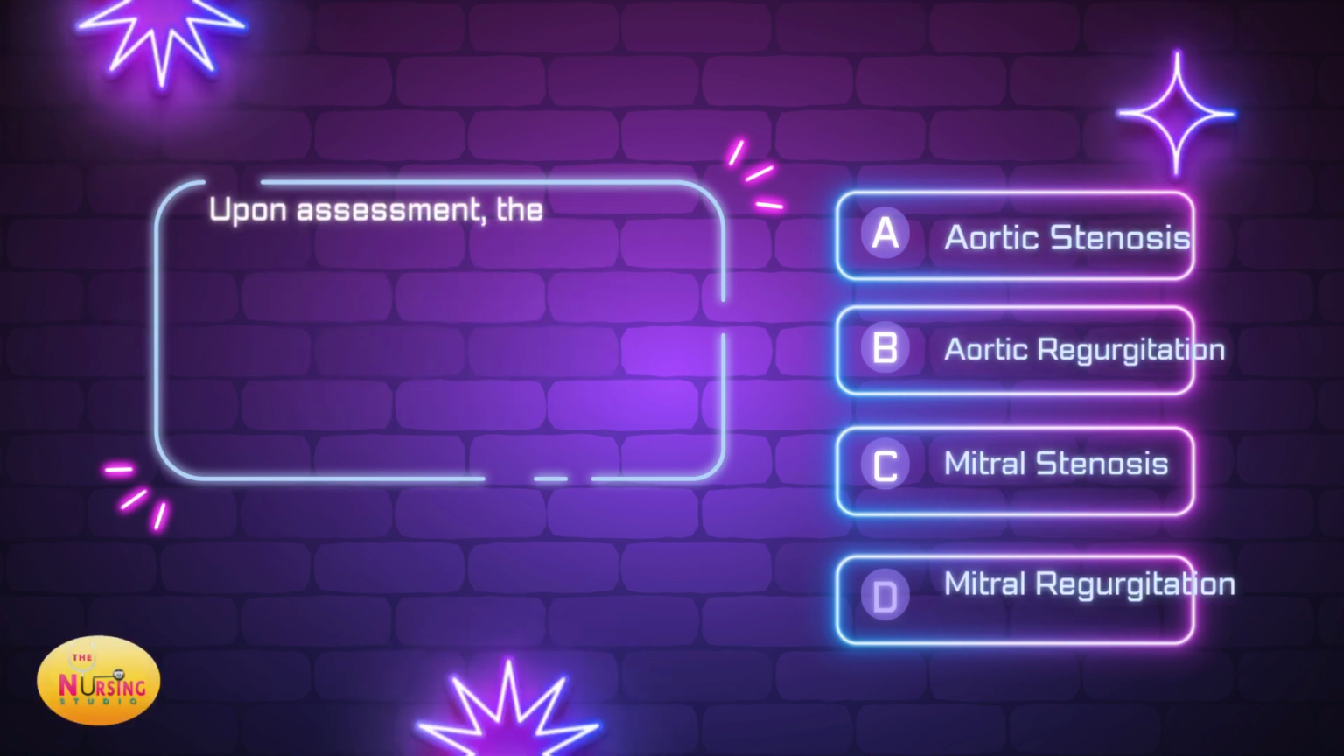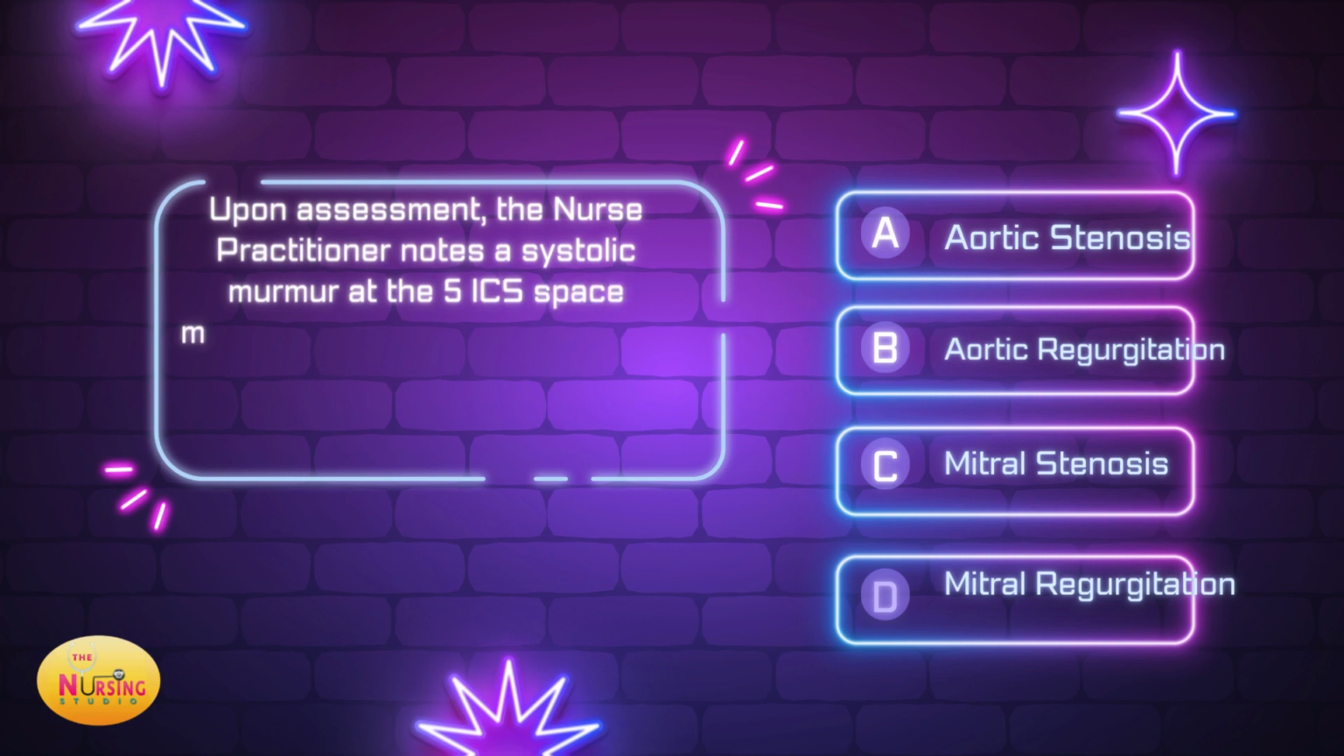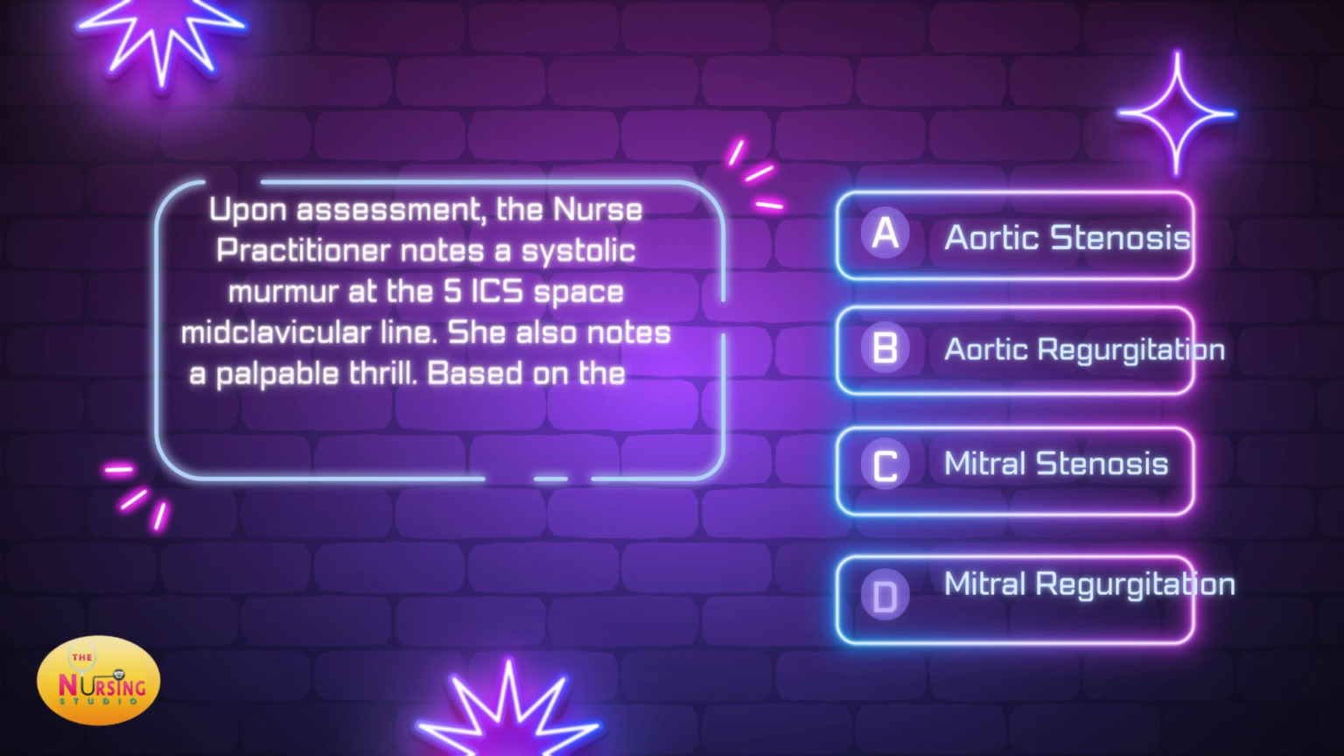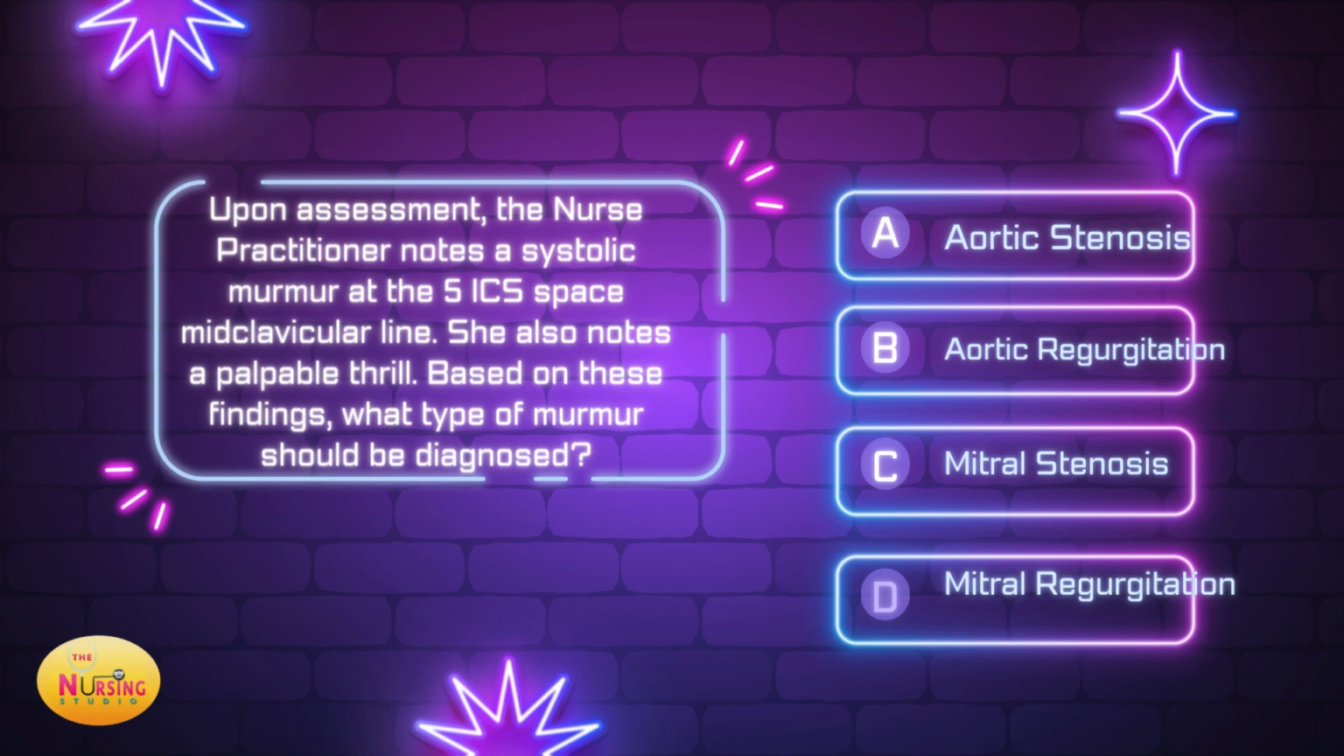All right, and question number 3 for today. It states, upon assessment, the nurse practitioner notes a systolic murmur at the fifth intercostal space, mid-clavicular line. She also notes a palpable thrill. Based on these findings, what type of murmur should be diagnosed? Is it A, aortic stenosis, B, aortic regurgitation, C, mitral stenosis, or D, mitral regurgitation? Take a moment and tell me what you got in the comments.